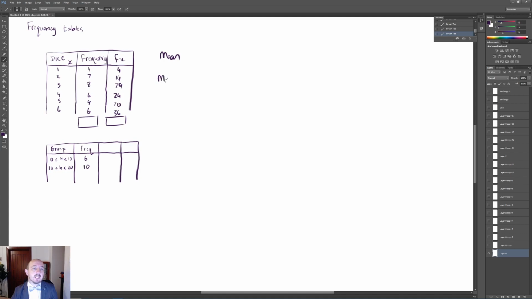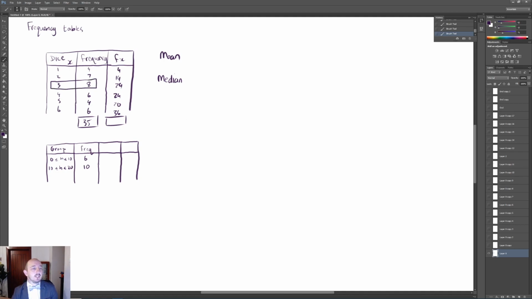And for the median, what we need to do is we need to add up the frequencies. So 15, 25, 35, and we would add 1 and divide by 2. That would tell us the position of the middle value. So 35 plus 1 divided by 2 is 18. So we then do a sort of quick cumulative frequency in our heads. 4, 7, that's 11, 8, that's 19. So the 18th one would be in this group here.